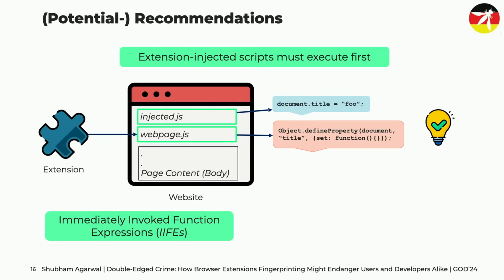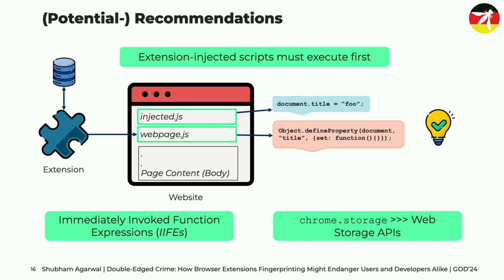About global variables, of course, one could use JavaScript primitives like immediately invoked function expressions to avoid any context that remains. And similarly, for local storage or web storage, it's pretty simple. Use the chrome.storage API. It's as simple as that, so that websites cannot access what you stored.